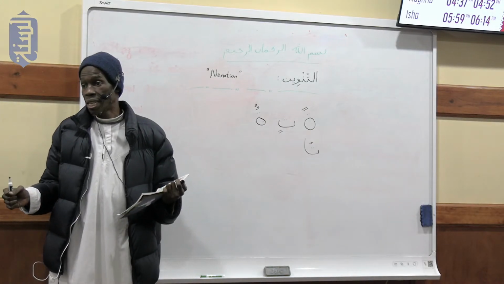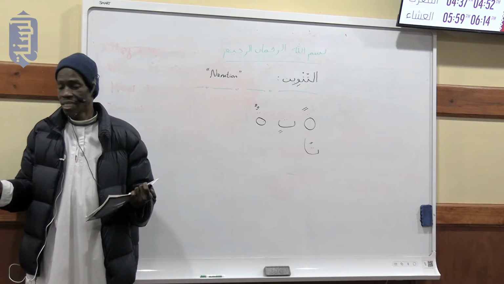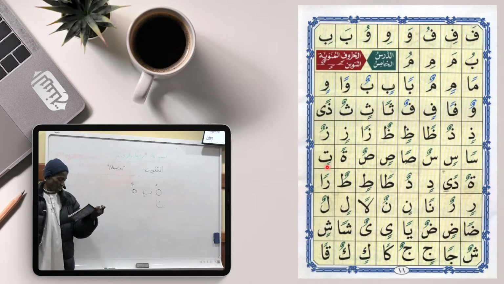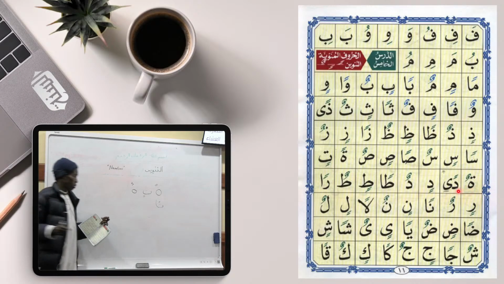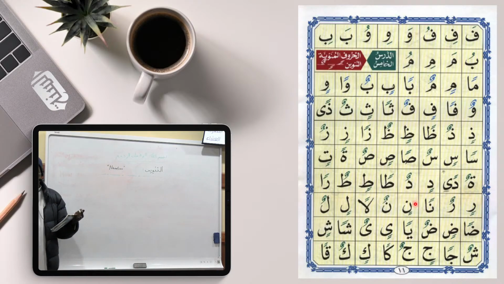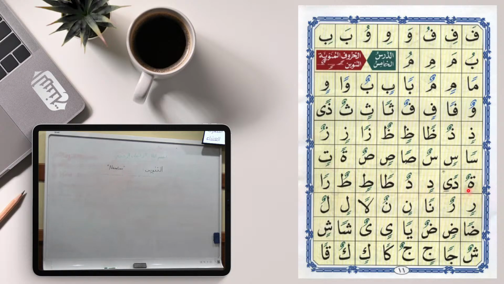Ta fathatan tan. Ta kasratan tin. Ta dhammatan tun. Tan tin tun. Was that example clear? Okay. Yes, question. Can I do it a little slower? Okay, no problem, inshallah. So let's do that again. Ta fathatan tan. Ta kasratan tin. Ta dhammatan tun. Tan tin tun. Clear, everyone?